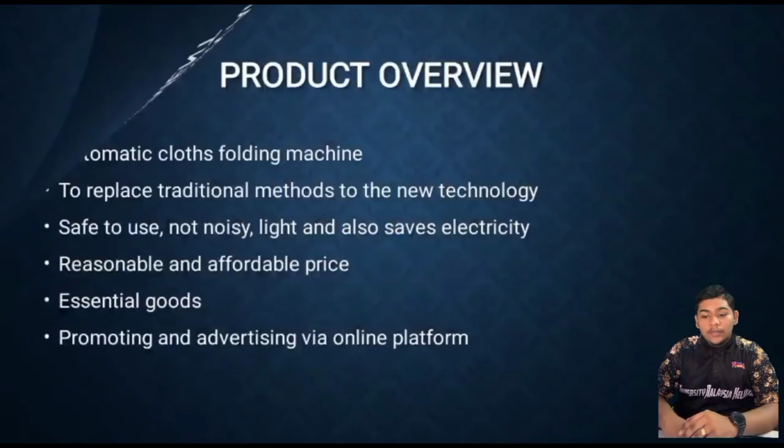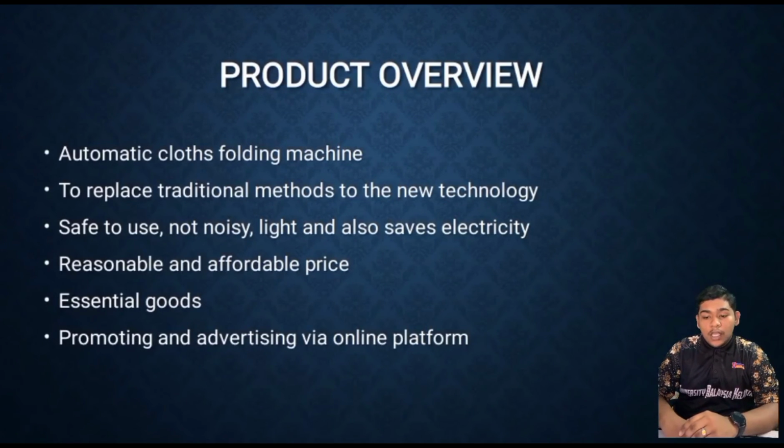The cloth folding machine is a machine that can run automatically to help fold clothes. Our main purpose is to replace the traditional method with new technology which can speed things up. This machine is produced with high technology, which makes it safe to use, not noisy, light, and also saves electricity. The price we offer is reasonable and affordable to be owned by all groups.